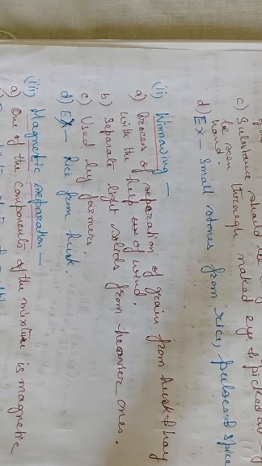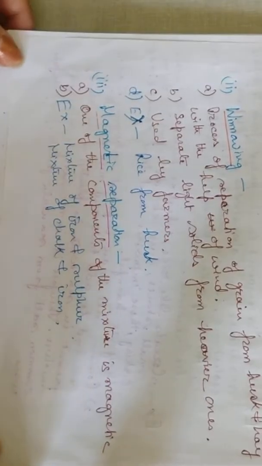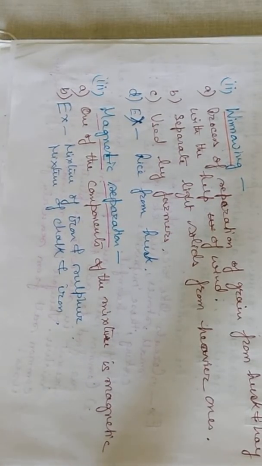Okay. Then magnetic separation. Third separation process is magnetic separation. In this, the main criteria and the only criteria is this: one of the components of the mixture should have magnetic characteristics. That is, they are able to be attracted by a magnet.